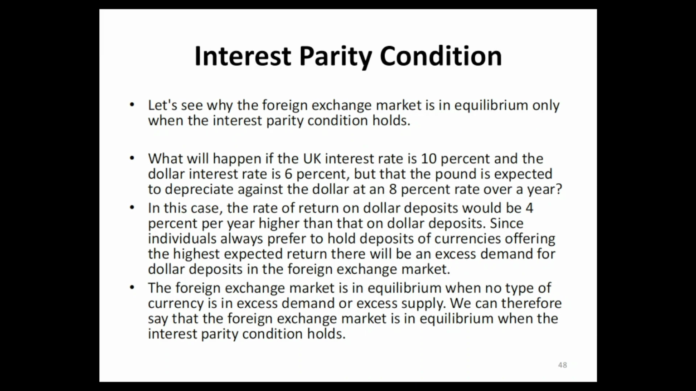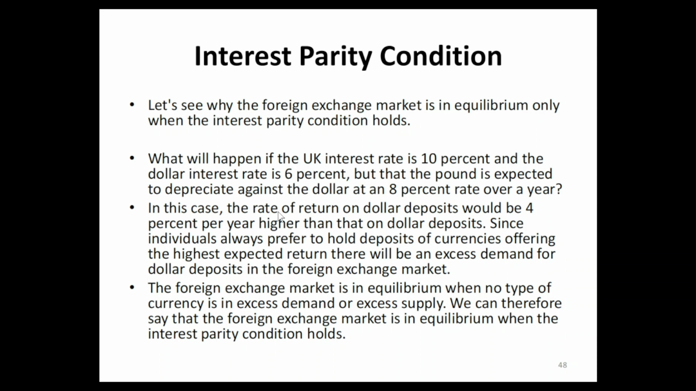So let us see why the foreign exchange market is in equilibrium only when the interest parity condition holds, right. So the exchange rate market can be in equilibrium only when the interest parity condition is satisfied, right. So what will happen if the United Kingdom interest rate is 10% and the dollar interest rate is 6%, but the pound is expected to depreciate against the dollar at n% over a year, right.